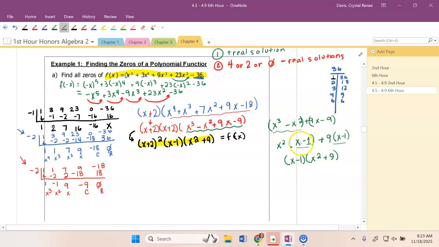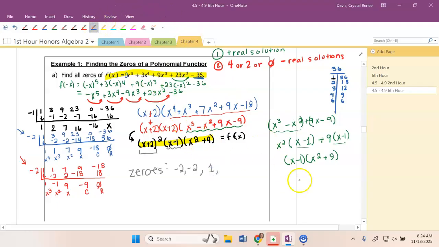Now to get my zeros, guys, I get -2 twice. I have an x plus 2 and an x plus 2, so I'm going to write it as -2 twice. So zeros: -2, comma, -2, and we'll talk about that later. Now x minus 1, that means 1 is a 0.